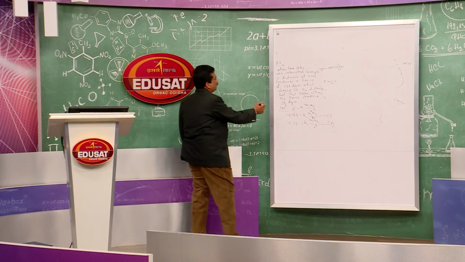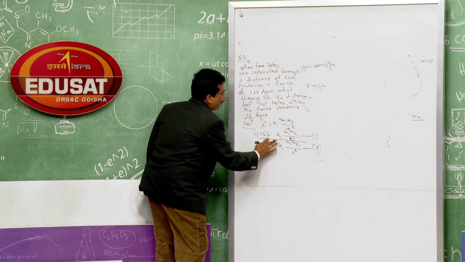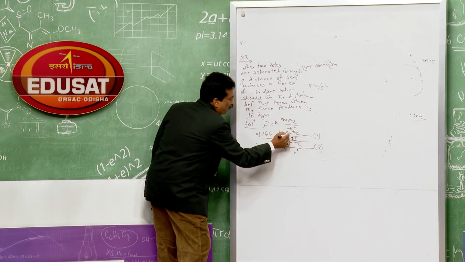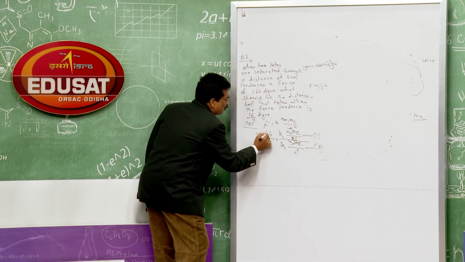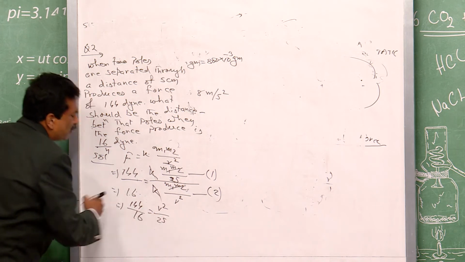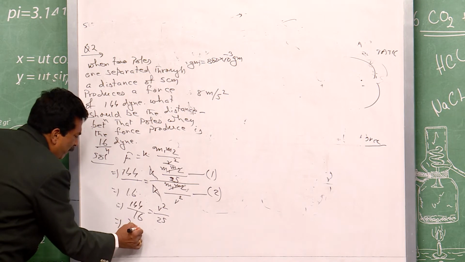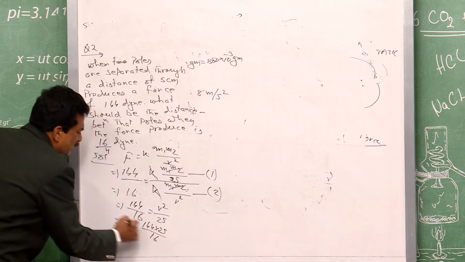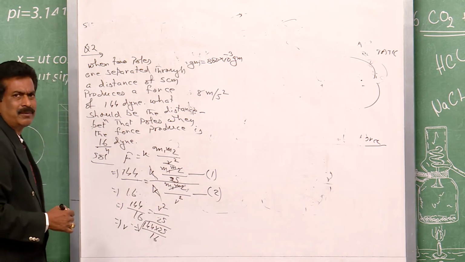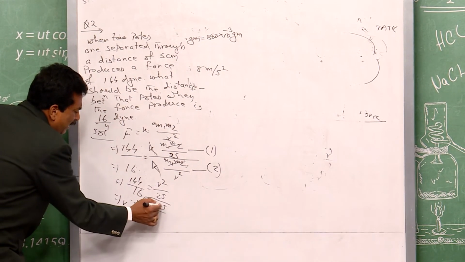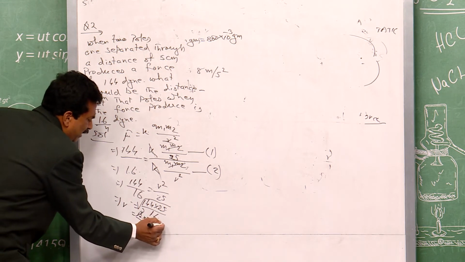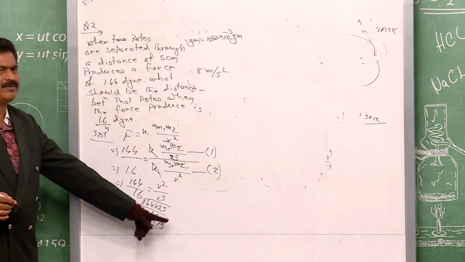Suppose you go for dividing these two, simply I am dividing here. Now, what happens? K cancels, and m1 m2 cancel. Then it is equal to 144 by 16, that is equal to r squared by 25. So, r squared will be 144 into 25 by 16. So, only r will be its root. The root of 144 is 12, the root of 25 is 5, and the root of 16 is 4, with the 12 cancelling, so it is 5 into 3, which equals 15. Now, r comes to 15.